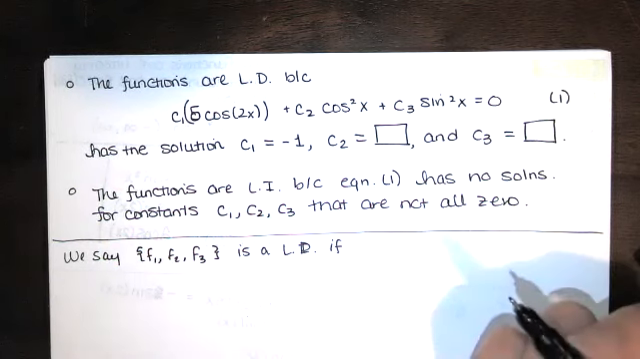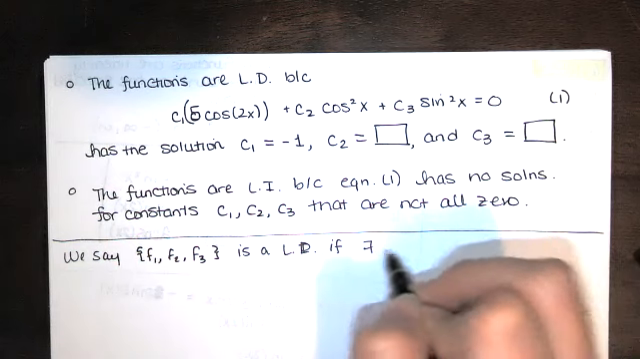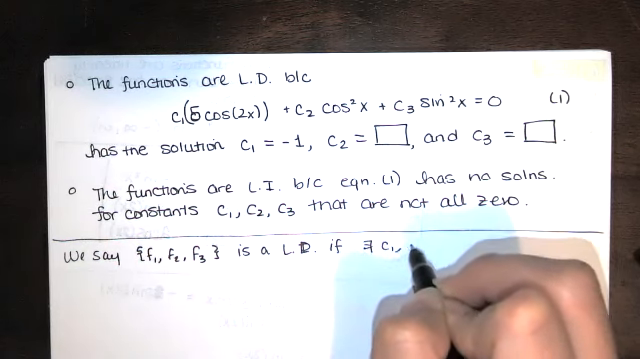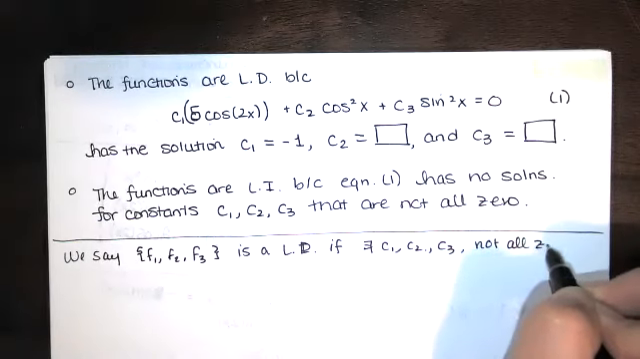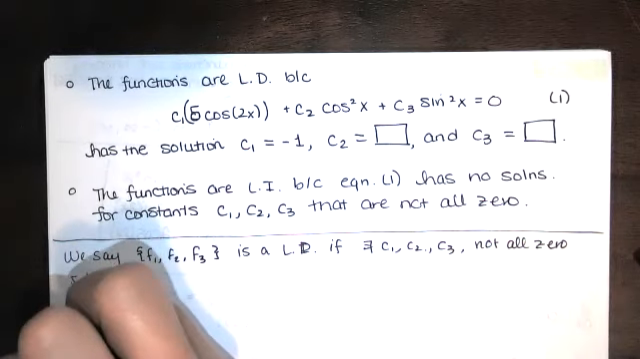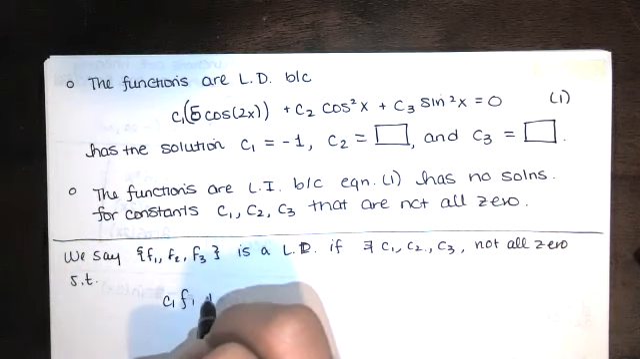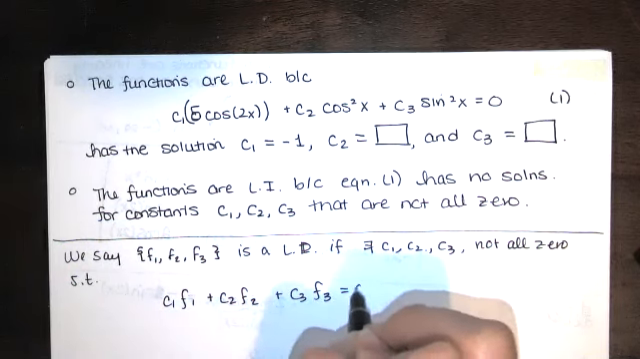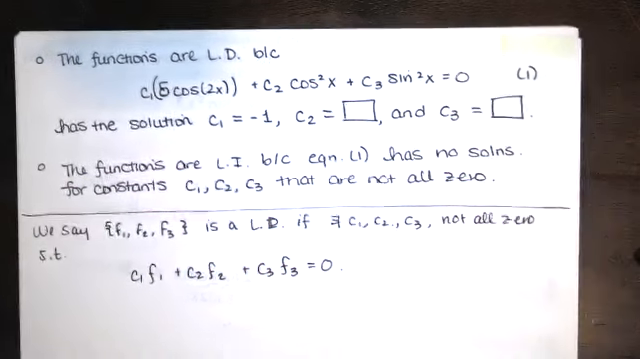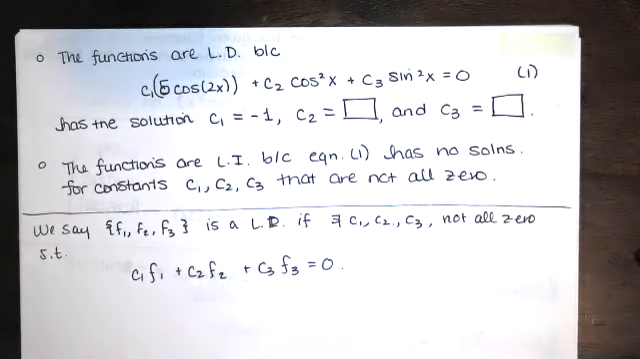Or let's say linearly dependent set, if there exist constants C1, C2, C3, not all 0, such that the following is true: C1 times f1 plus C2 times f2 plus C3 times f3 equals 0. Now, if all the constants have to be 0 in order for us to get a 0, then we say that the set of functions is linearly independent on the particular interval that we're interested in.